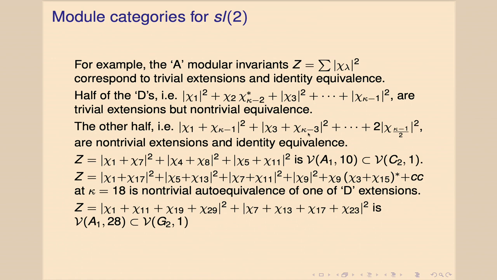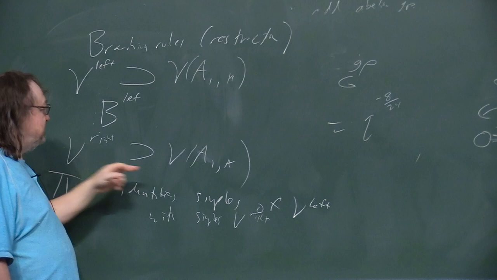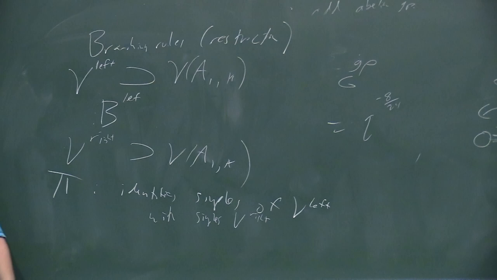So the A modular invariants, these are the ones that correspond to the identity matrix. Well, there's not much room for anything here. In fact, nothing happens. You have a trivial extension. So V left is just this, V right is just this, and the identification here is the identity. And that gives you the identity matrix.